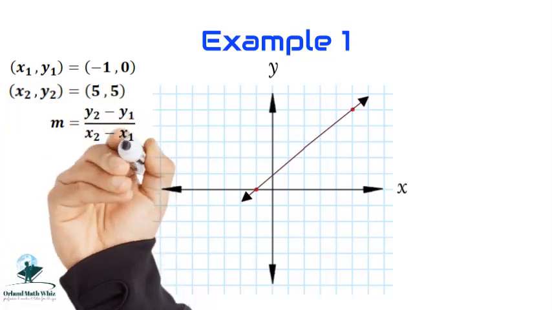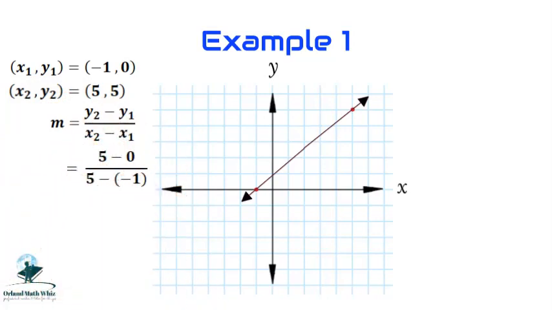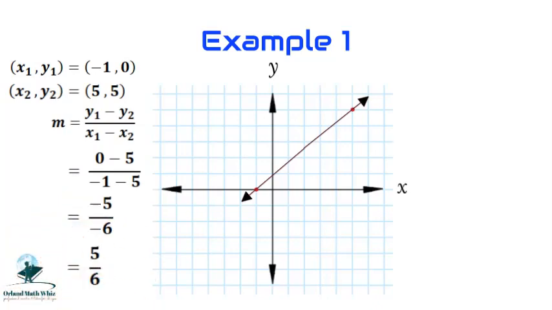Using the formula for slope, m equals the quantity 5 minus 0 over the quantity 5 minus -1. This is equal to 5 over the quantity 5 plus 1, which is 5/6. Alternatively, using the other formula for m, this is equal to the quantity 0 minus 5 over the quantity -1 minus 5. This is equal to -5 over -6, which is 5/6.